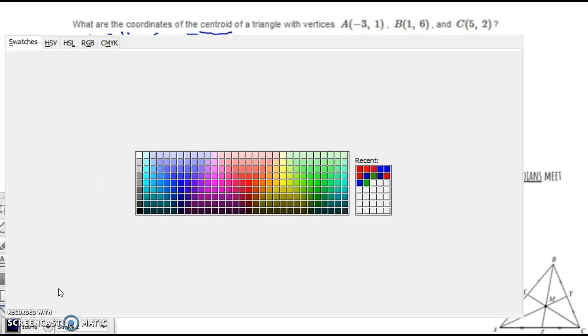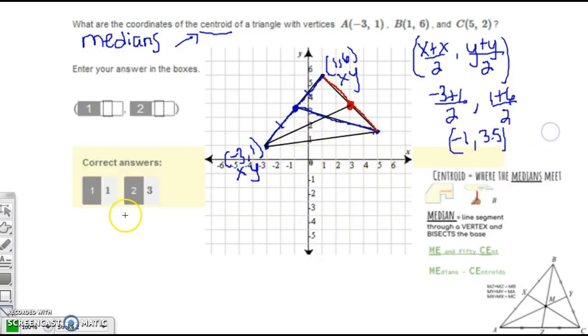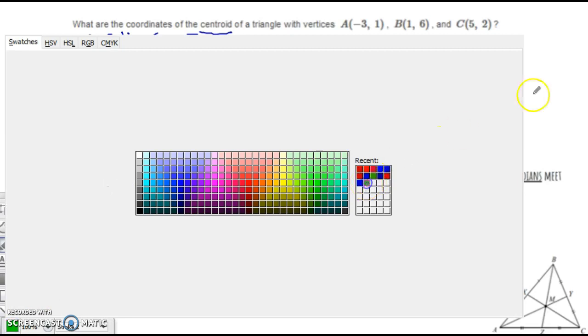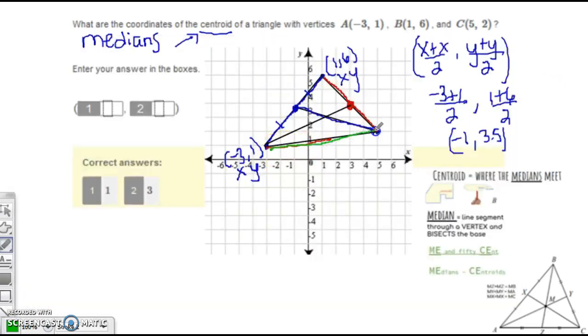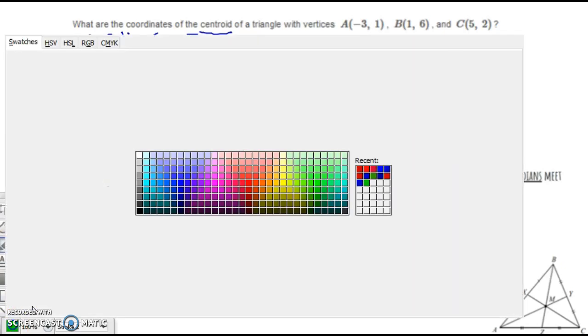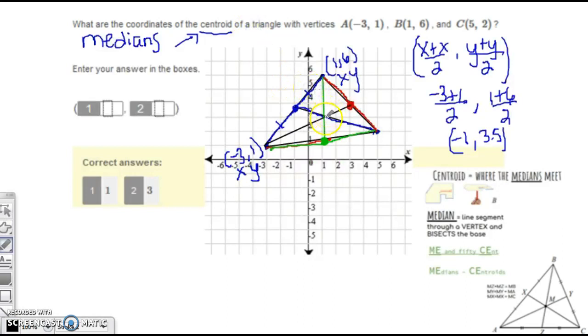But typically for me, and hopefully for you as well, you can go through, I meant to change the color there. What did I just do? You can go through and just kind of eyeball where you think that middle point should be, and then draw it from there to the opposite vertex. And if you draw all of those medians, then where they intersect is going to be your centroid. Wherever the medians intersect is your centroid. So this one looks like it's located at 1, 3.